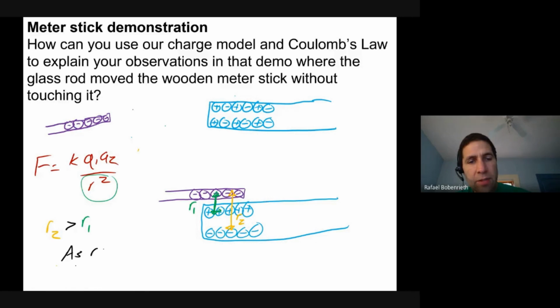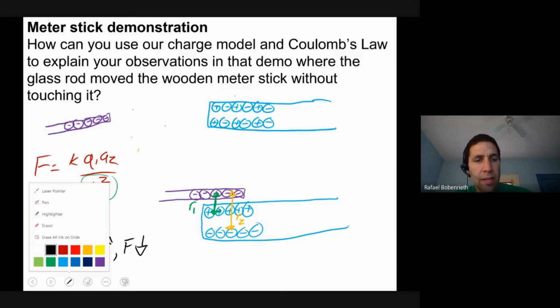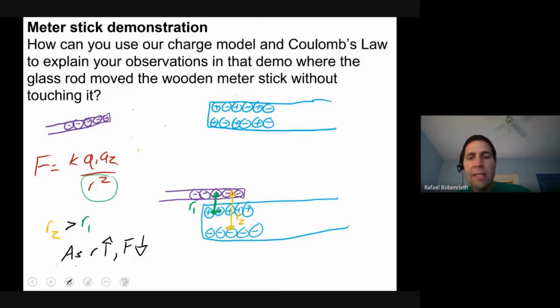As the average distance goes up, what happens? The force goes down. So if I draw a free body diagram of the meter stick, what am I going to see? Well, I'm going to see the following. Because these negative charges are further away, they are going to exert a force. There's a repulsive force, right? So I could represent that with this red arrow, and I could call that F2, right?